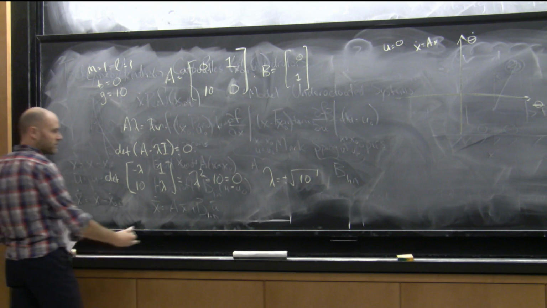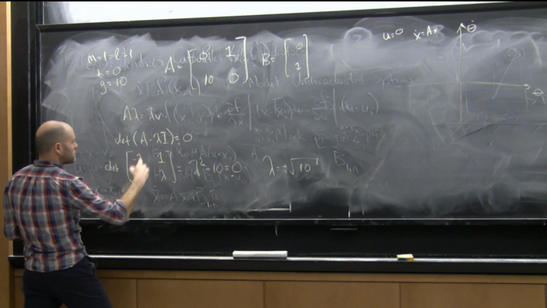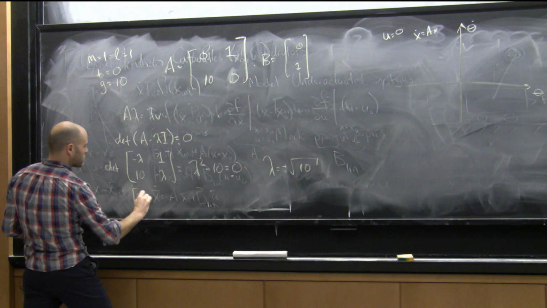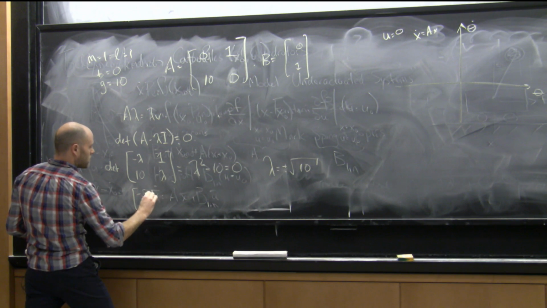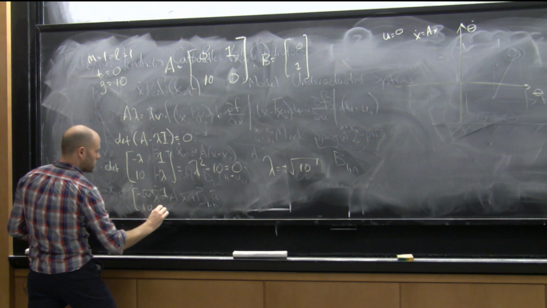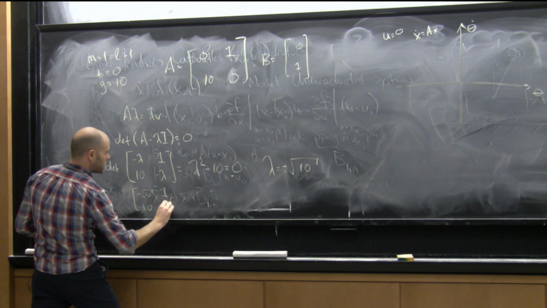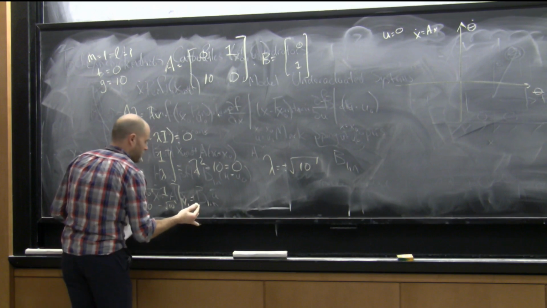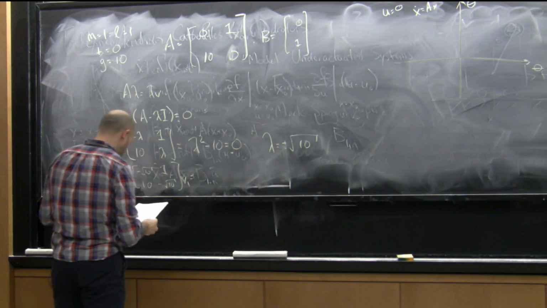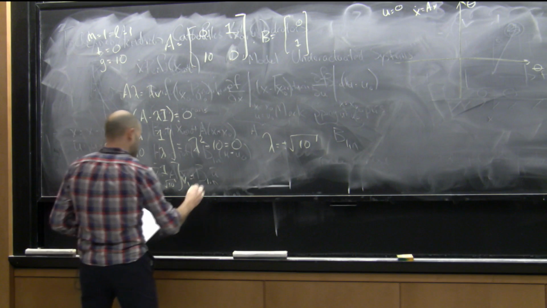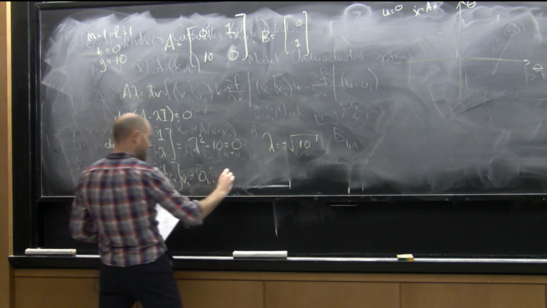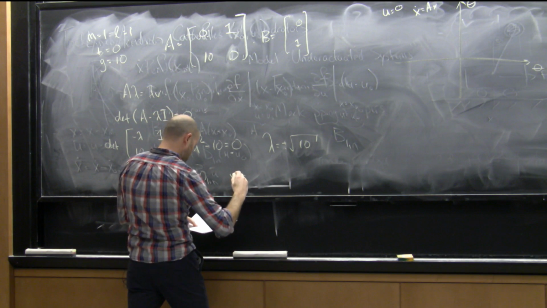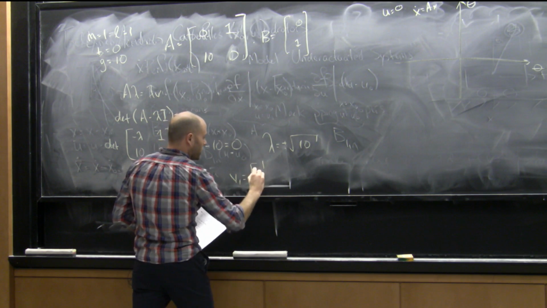Okay, and then to find my eigenvectors, I'll stick it back in. Say I've got negative square root of 10, 1, 10, negative square root of 10 times v1 has to equal 0. So then I get v1 is 1 over square root of 10.